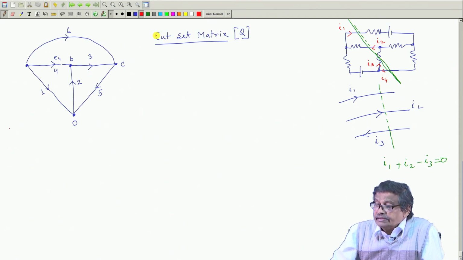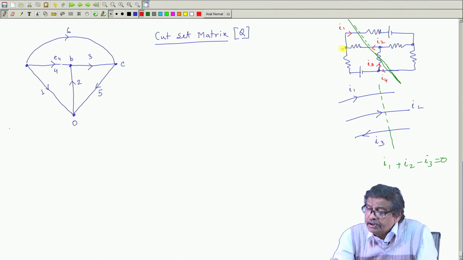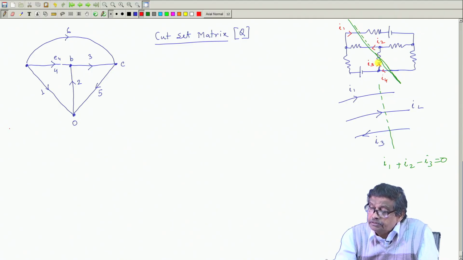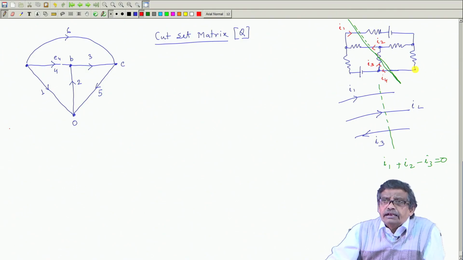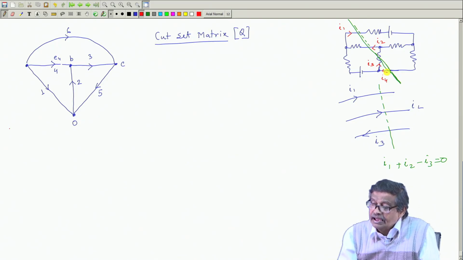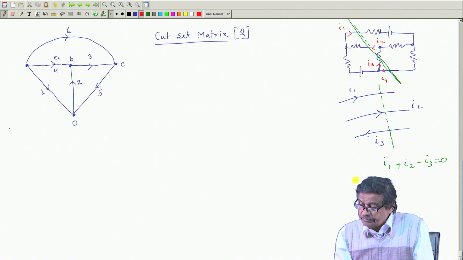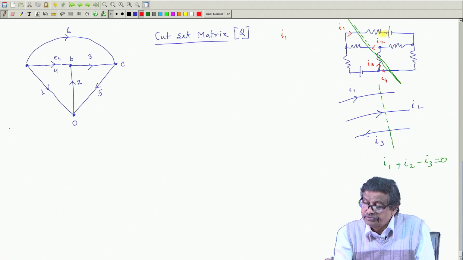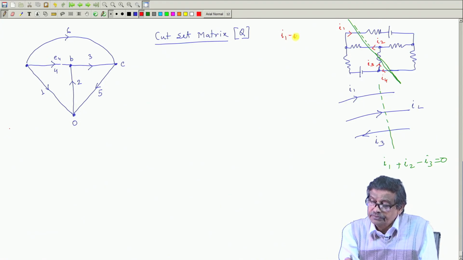Then I will say that in this line several branches intersect, this branch, this branch, this branch and also this branch. Suppose we have solved the networks and the currents were found out to be this is I1, this is I2, this is I3, this is I4. Suppose left to right I am taking positive. So, I1 from left to right is I1, but this is I2 right to left, so minus I2.